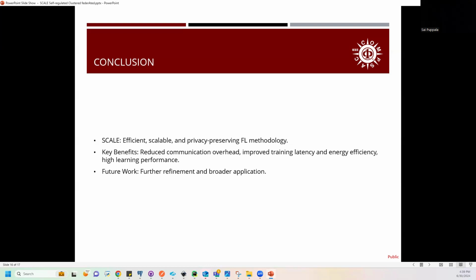In future work, we want to refine this for broader applications like different datasets in heterogeneous environments, like image processing, video processing, and unstructured data. That's our goal, and also to increase the overall accuracy of the scale paper if we can.